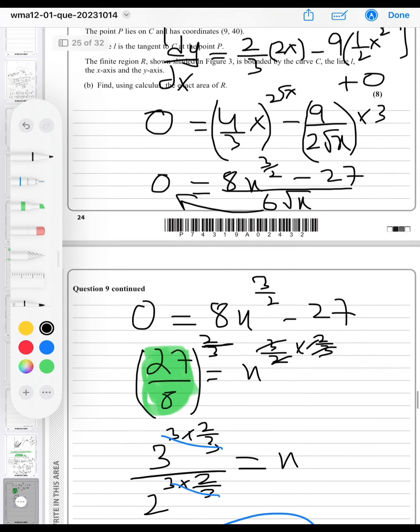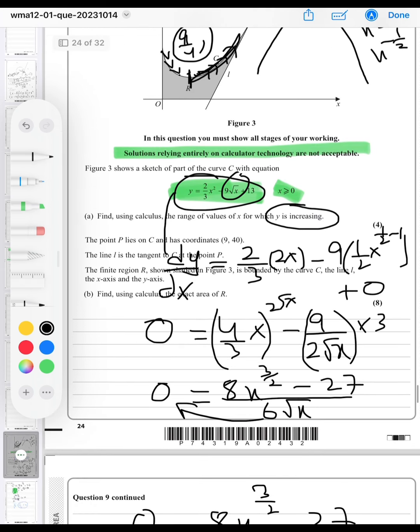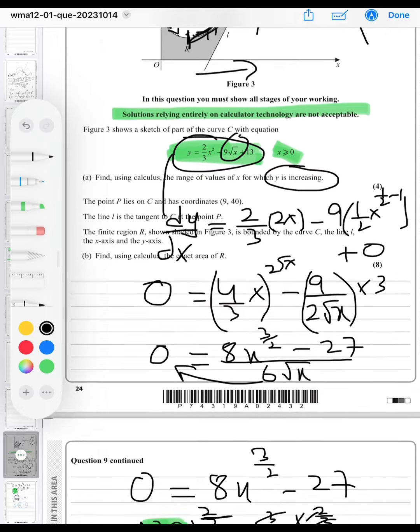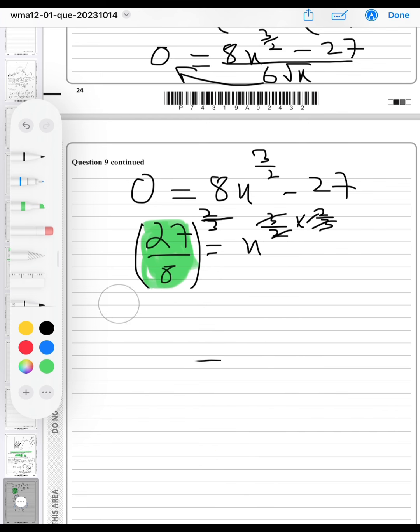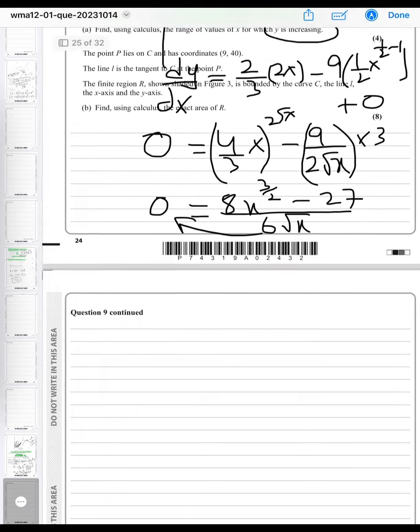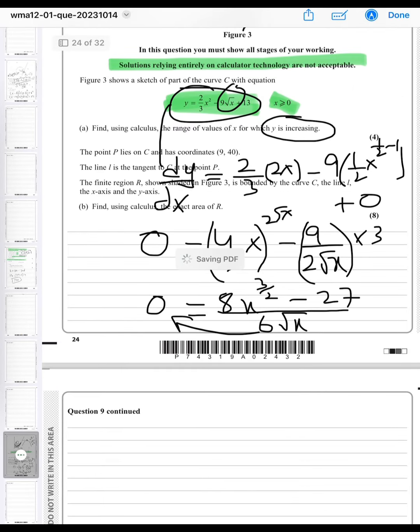So the range will be greater than 9 upon 4, because you can see that it's continuously on an increasing trend from this point. So the answer is x is greater than 9 upon 4. So this is for the first one. The first part is done. Now moving to the next one, the second part.